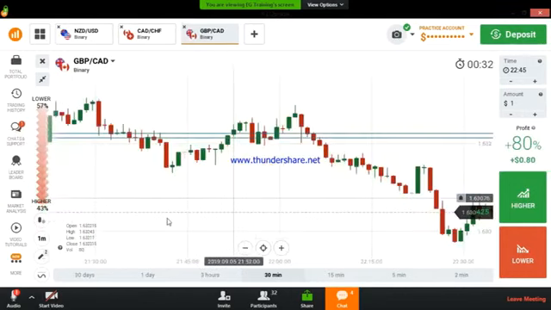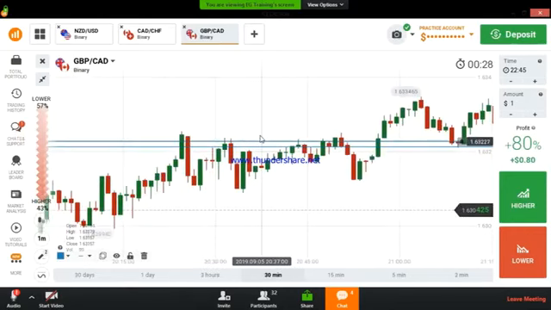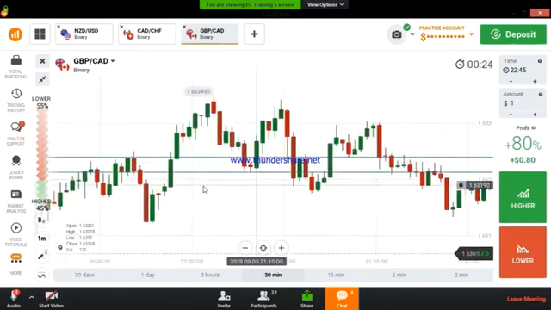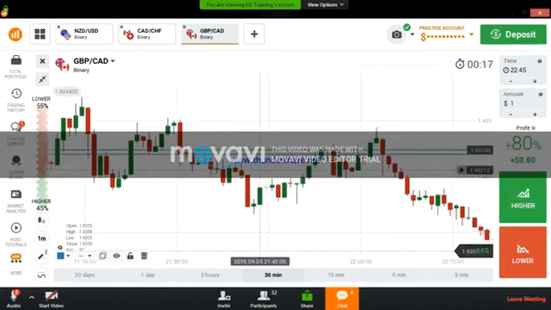But if you draw the level like this, sometimes it is respected, sometimes it is not respected, right? But if you draw the level like this, here the market is reversing, and here also there is a level. Here also there is a level. If you draw like this, then we will come to know the market is respecting this level.